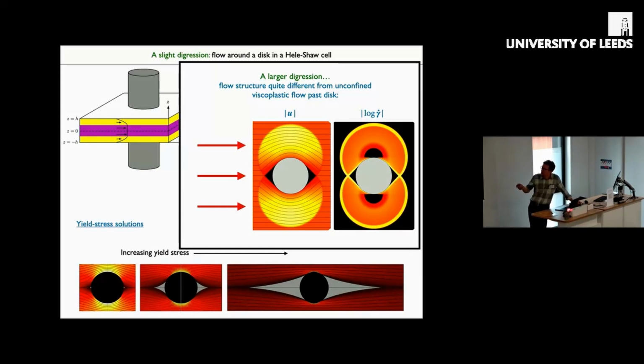You get the flow, and it looks like this rather beautiful structure. This is the velocity field. This is the strain rate. There are all sorts of interesting geometric features associated with plasticity in this problem, which are not here in this slot problem. So there's a lot more I can say about that, but I don't want to distract too much.